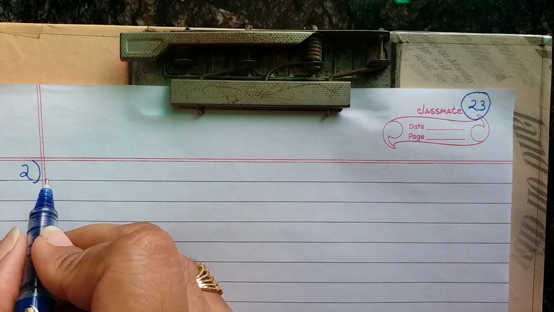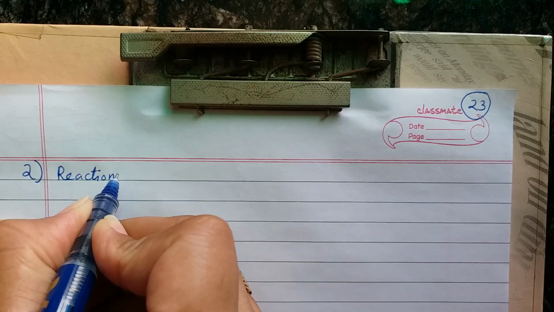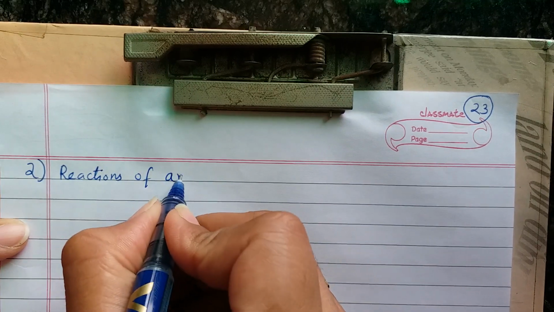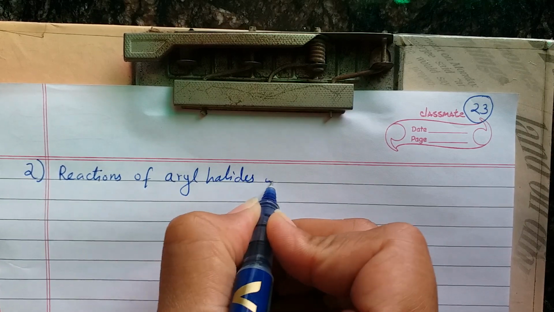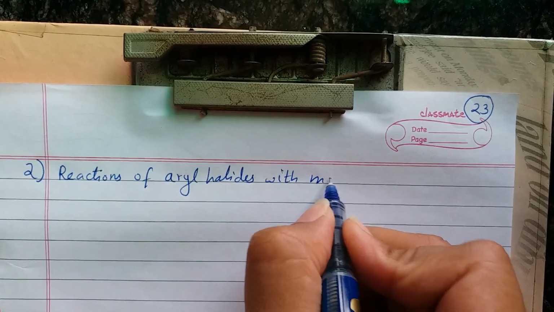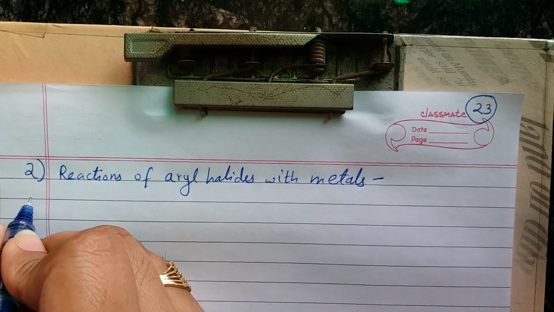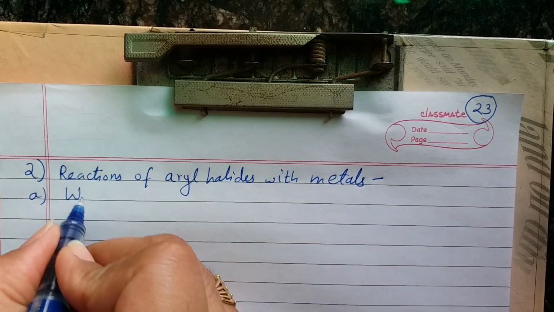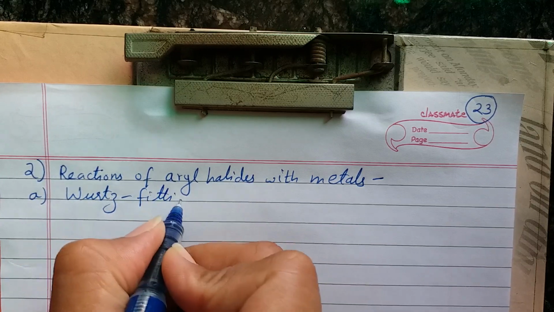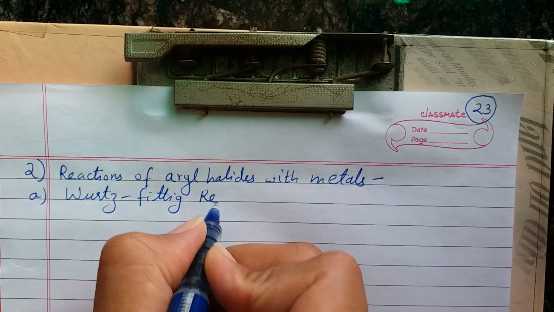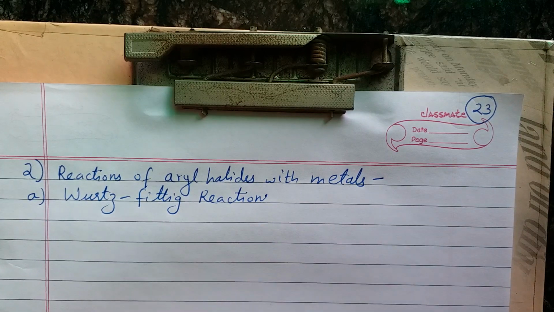And now the second category that we take here is the reactions of aryl halides. Reactions of aryl halides with metals. Even the aryl halides can react with metals, and there are two reactions to be taken up. A is a name reaction. It's called the Wurtz-Fittig reaction. Let's see what happens in the Wurtz-Fittig reaction.